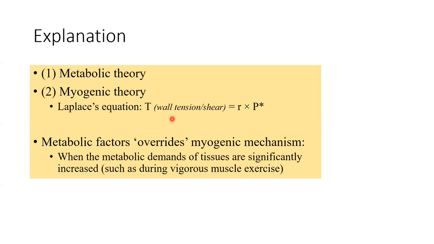So Laplace says that wall tension, or it's called shear tension, i.e. wall pressure, denoted by T, is directly proportional to the radius of the vessel, very important point, and the pressure within the vessel, the pressure of the fluid, okay? This is an obvious point. However, it's the radius bit which is interesting, and this is where your concept needs to be clarified. So if you have a larger vessel, the tension on the wall of this vessel will be more, okay? If you have a smaller vessel, the tension on the wall will be lesser.